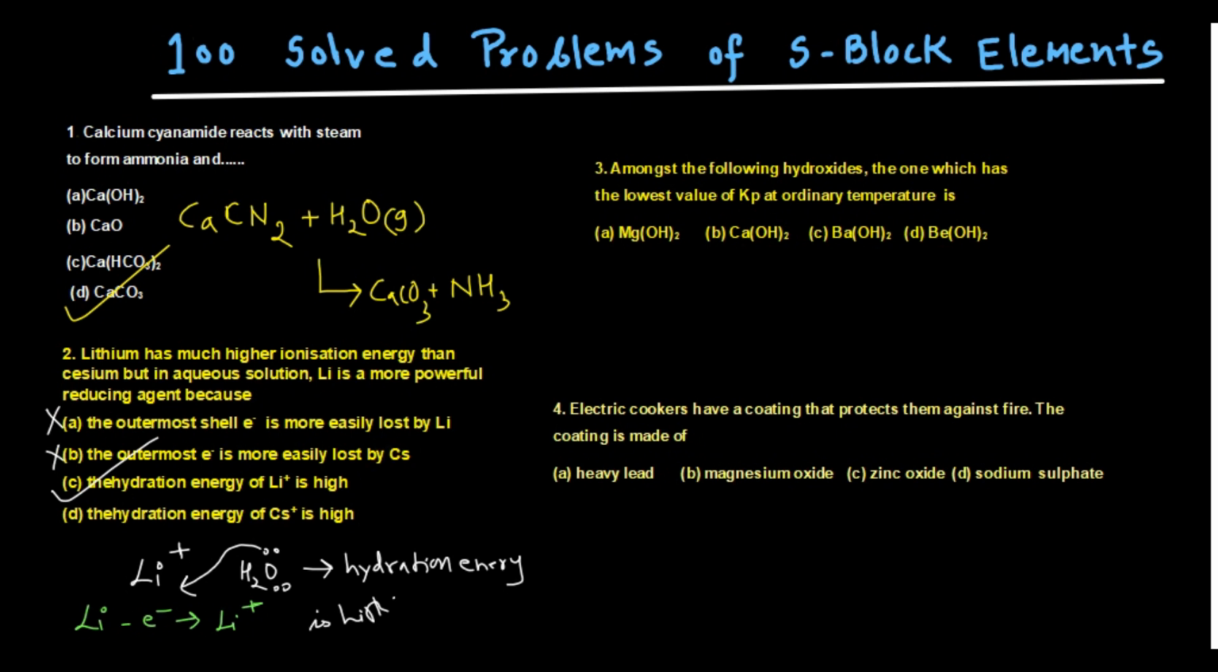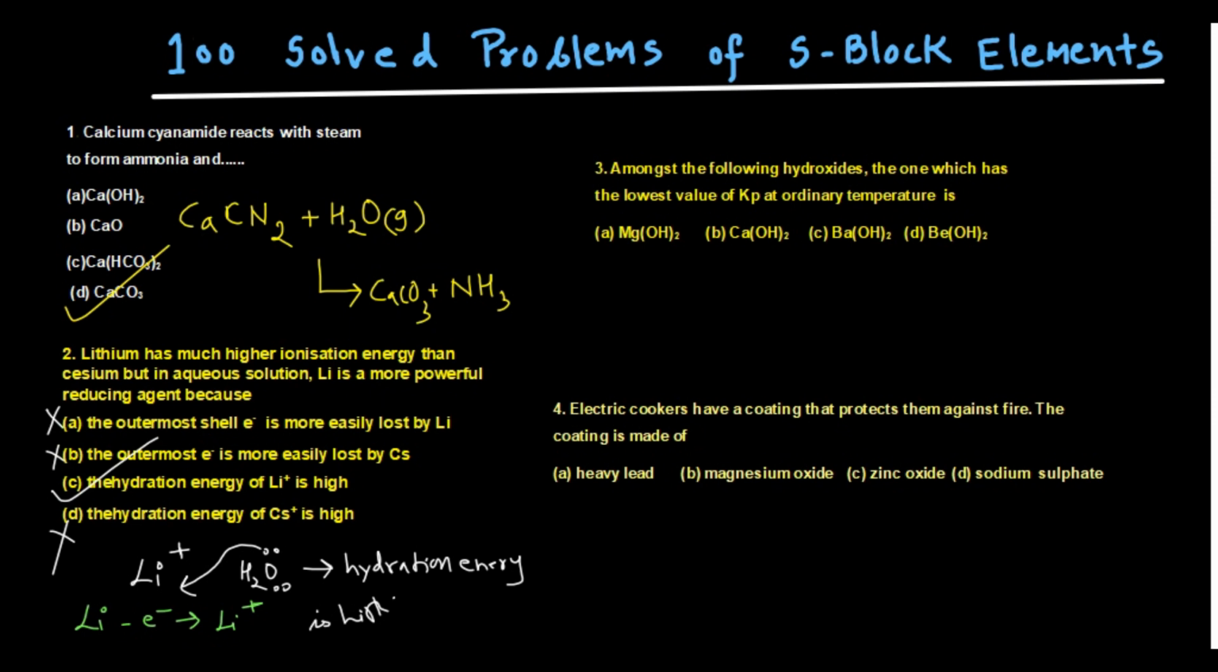And if you go for the last option, the hydration energy of cesium positive is very high. In the periodic variation, when you move down the group, hydration energy decreases. So cesium positive ion cannot have high hydration energy. So you can also mark this option as wrong. So the only correct answer is option C.